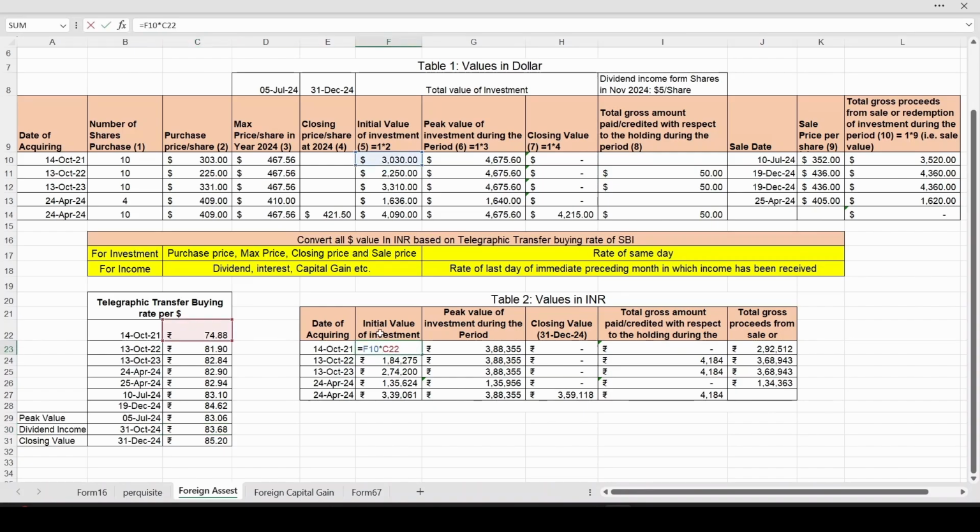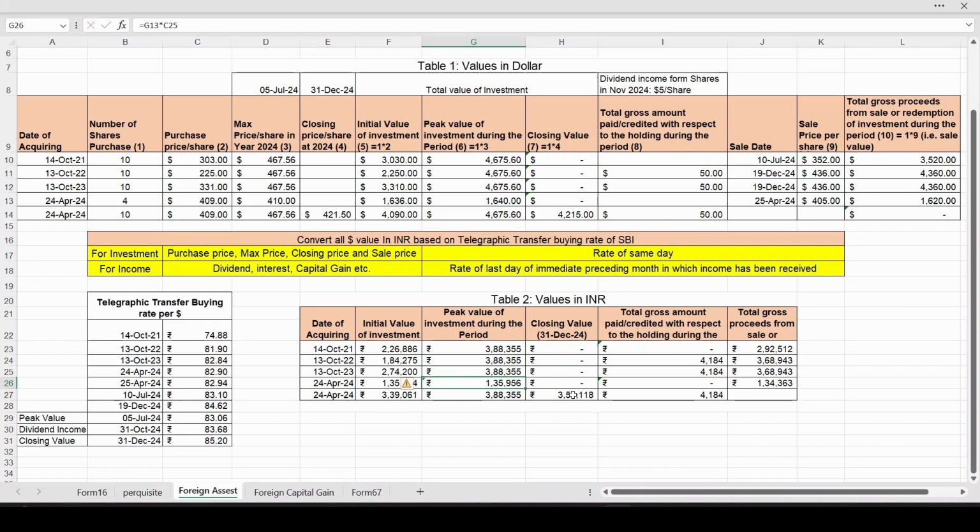So the initial value of investment in INR would be the initial value of investment in dollar multiplied by the conversion rate of the same day, that is 14 October 2021. Peak value of investment in INR would be peak value in dollar multiplied by the conversion rate of the same day, that is 5th July 2024. So for the fourth entry, peak value in INR would be peak value in dollar multiplied by the conversion rate of the same day, that is 24th April 2024.